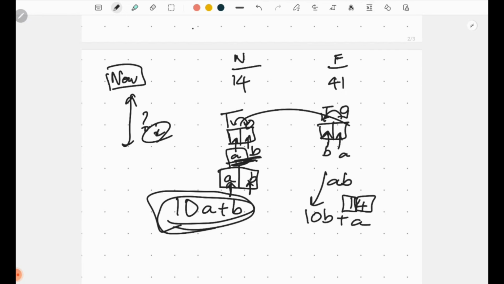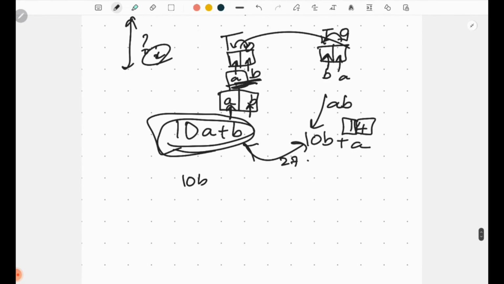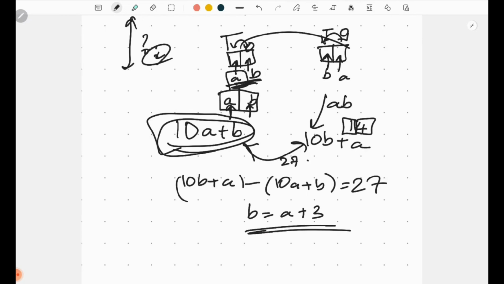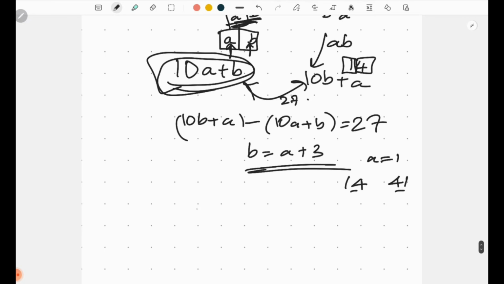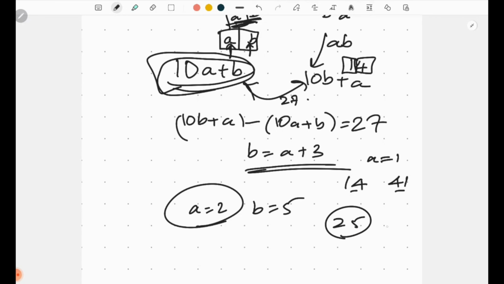The idea that we use is the difference in the ages would remain the same, no matter how many years have passed. So the difference is 27. So this difference is also going to be 27, right? So (10b plus a) minus (10a plus b) is going to be 27. You get b is equal to a plus 3, simplifying this, right? So a equal to 1 gives us the original scenario, the current scenario, which is 14 and 41. So take the next case, a is equal to 2, that gives b is equal to 5. So that's going to be 25 and 52.